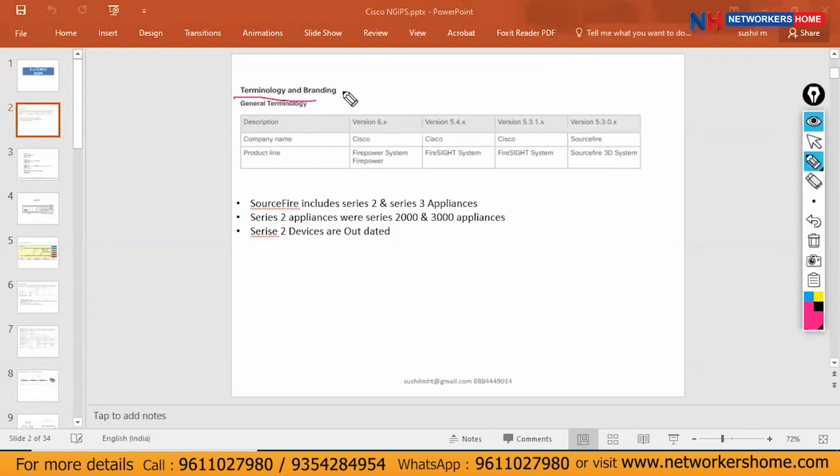See, terminology and branding. If I talk about the terminology and the branding, you can see this NGIPS was actually a part of the Sourcefire company. There was a company called Sourcefire. Before the Sourcefire company also, there was another company who actually created the IPS device. The IPS functionality was basically created by some other vendor.